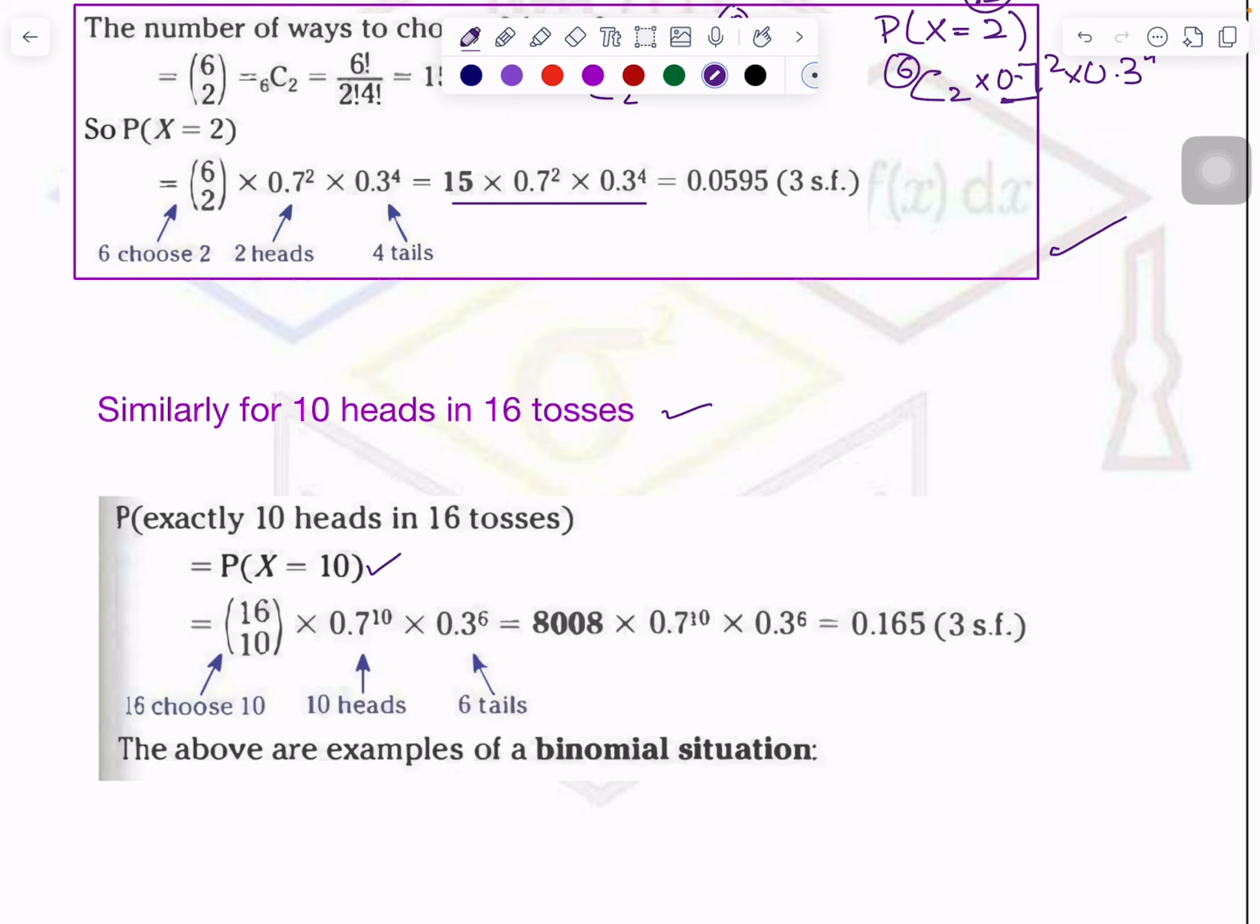So it is x equals 10 and total is 16. So this thing is 16C10, and 0.7 to the power of 10, where 0.7 is the probability of head. It will happen 10 times and the remaining tails will happen 6 times. So this is how you will calculate. This is the example of a binomial situation.